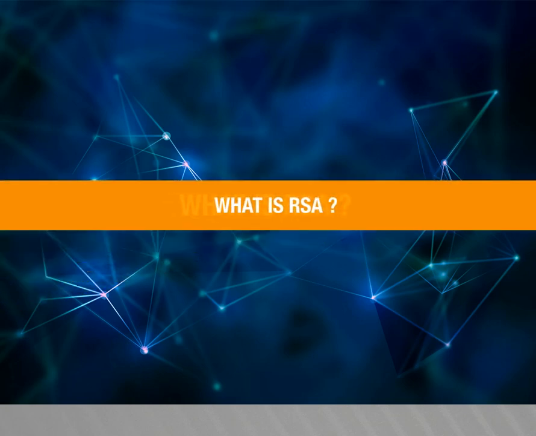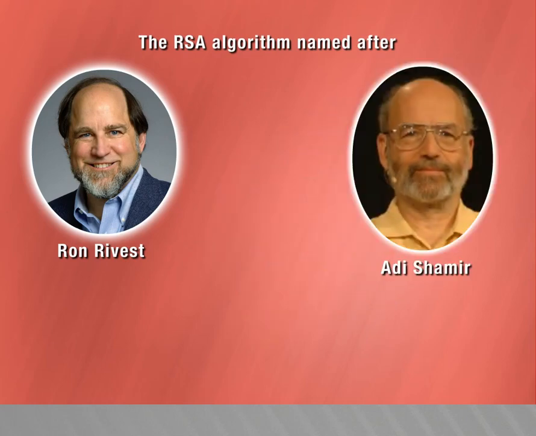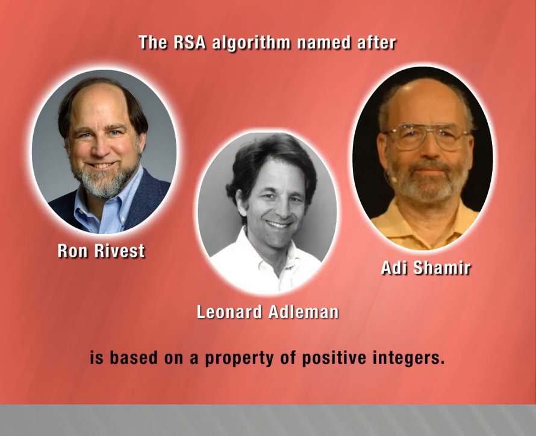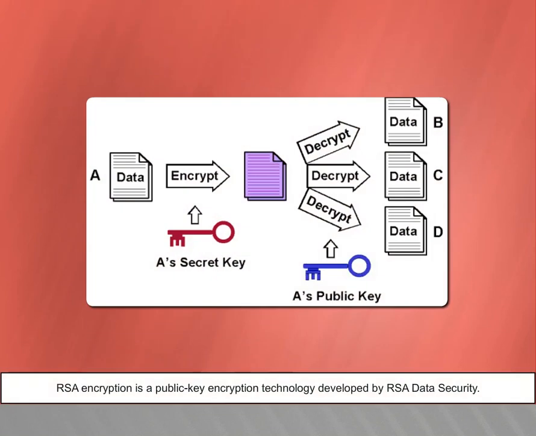What is RSA? In this video, we are going to see what RSA is. The RSA algorithm, named after Ron Rivest, Adi Shamir, and Leonard Adleman, is based on a property of positive integers. RSA encryption is a public key encryption technology developed by RSA Data Security.